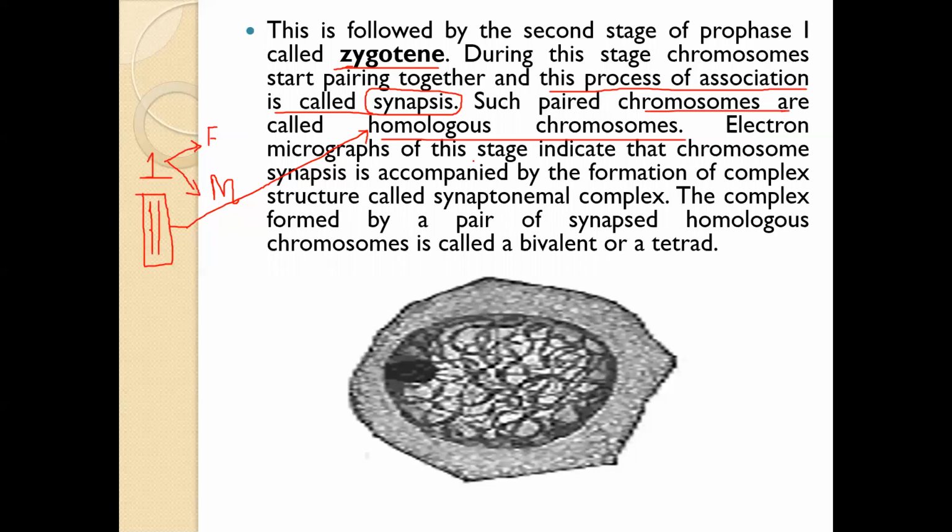An electron micrograph of this stage indicates that chromosome synapsis is accompanied by the formation of a complex structure called the synaptonemal complex. As I have already told you, I am only going to give you the basic idea of what you have already studied. We are going to recall that same thing. We are not going to dig deeper into this particular topic.